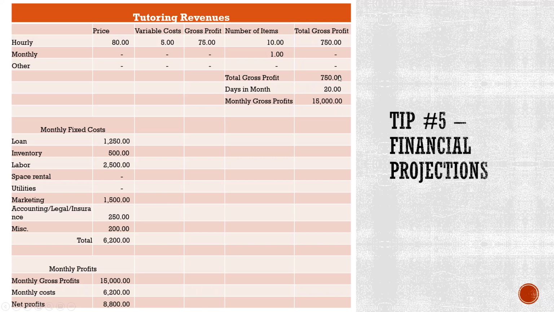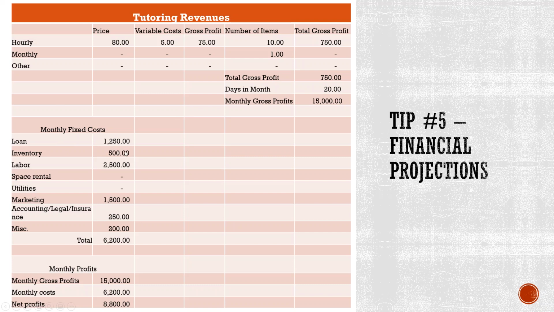So you're going to take your total gross profit and multiply that by the days in the month, and it's going to give you your monthly gross profits, in this example, $15,000. You are then going to take that $15,000 and slide it all the way down here to monthly profits. Next thing you're going to do is work with your monthly fixed costs.